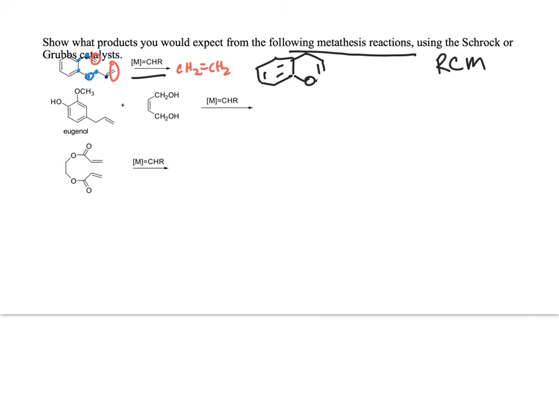Actually, where's the double bond? The double bond would be between this carbon and that carbon. So it would be between these 2 carbons here. Okay, this one here, this CH2 and this CH2OH. So that would look like this.